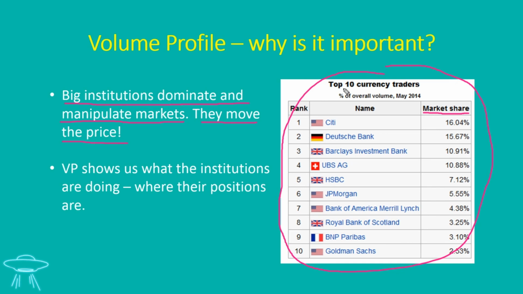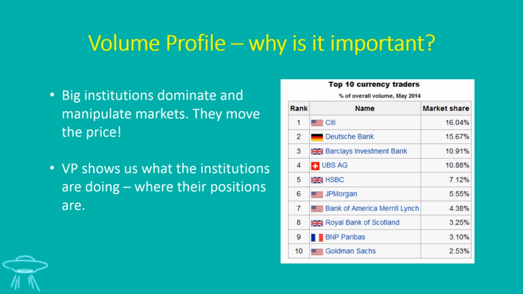So when you look at volume profile, and the volume profile is thick at some place, which means that there are a lot of volumes, this means that those big financial institutions who move and manipulate the markets are active there and that they are entering their positions there. So volume profile is that important because it shows what the institutions are doing. It shows us where their positions are.